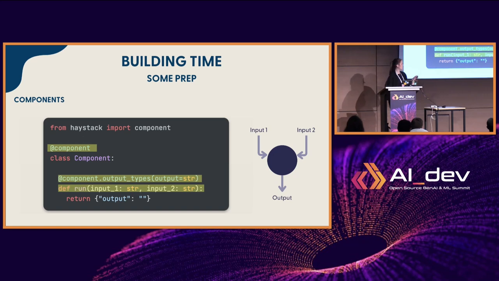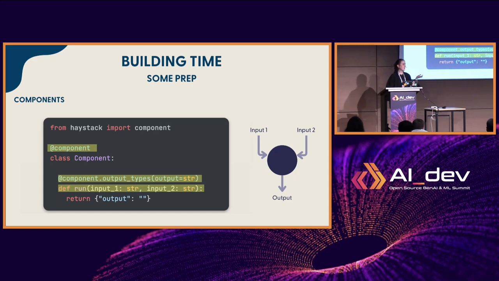That run method describes to you what inputs the component is expecting, but we're also describing what the output and output types are. This allows the pipeline to validate that the connections are actually something it can work with. So this here, very creatively called component, is a very valid Haystack component, by the way. It's just something that outputs an empty string.